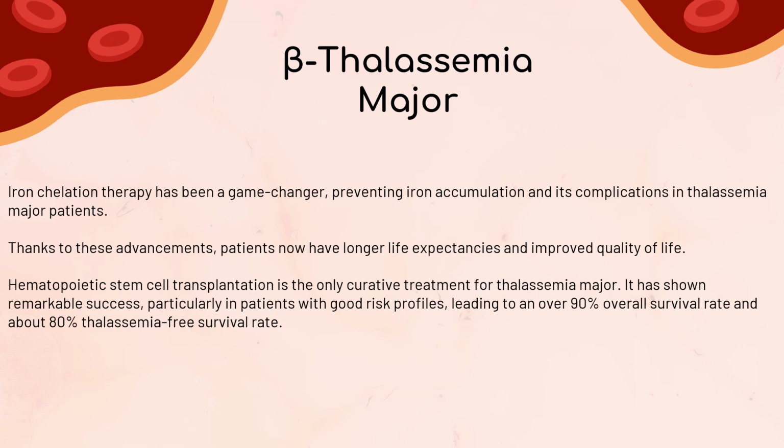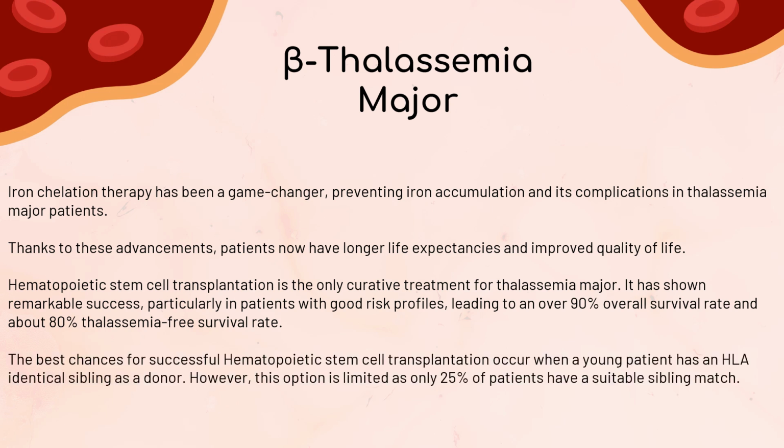Hematopoietic stem cell transplantation is the only curative treatment for thalassemia major. It has shown remarkable success, particularly in patients with good risk profiles, leading to an over 90% overall survival rate and about 80% thalassemia-free survival rate. The best chances for successful hematopoietic stem cell transplantation occur when a young patient has an HLA identical sibling as a donor. However, this option is limited as only 25% of patients have a suitable sibling match.